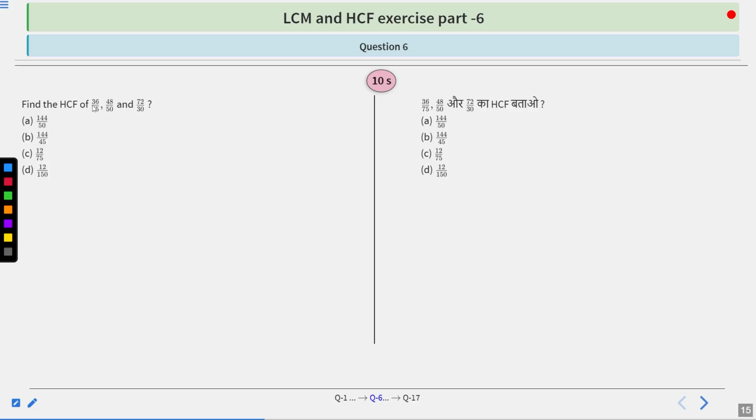Find the HCF of 36 upon 75, 48 upon 50 and 72 upon 30. And options are 144 upon 50, 144 upon 45, 12 upon 75, and option number D is 12 upon 150.